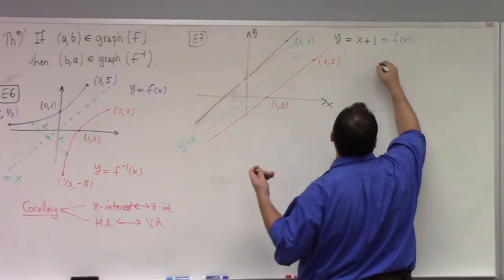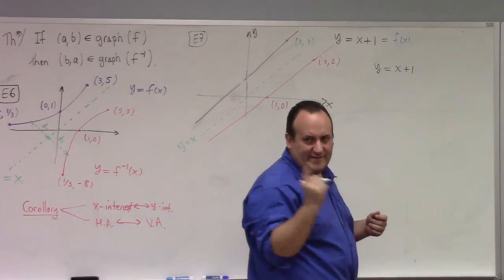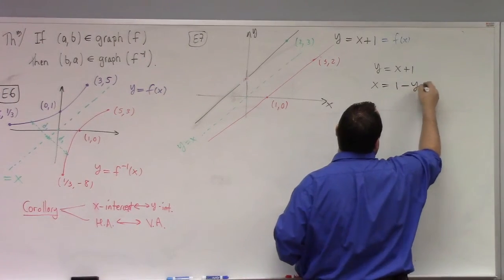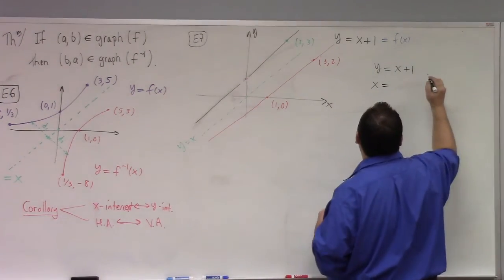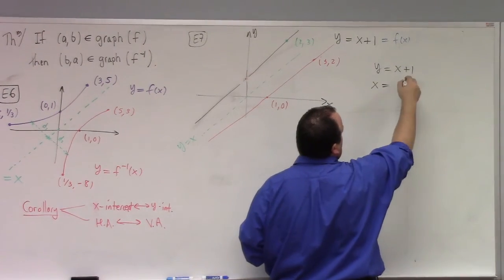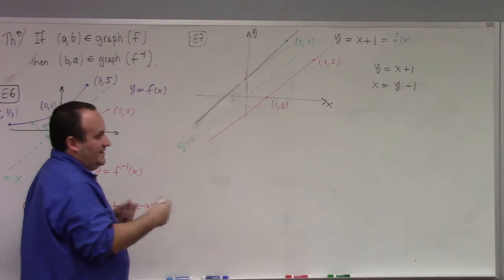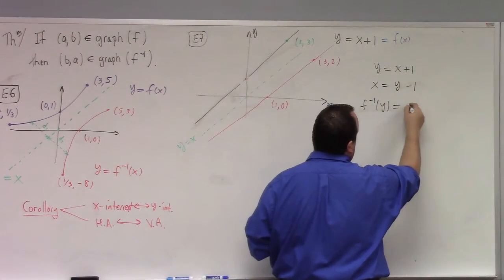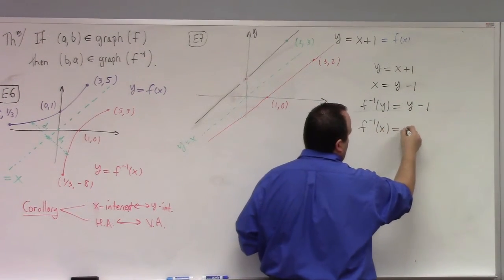Let's take a second here and work out the formula for it. y equals x plus 1, right? Solve for x. It's easier here. x equals 1 minus y. Wait a minute, is that right? So x equals y minus 1, right? And then that is f inverse of y, which means f inverse of x is x minus 1.